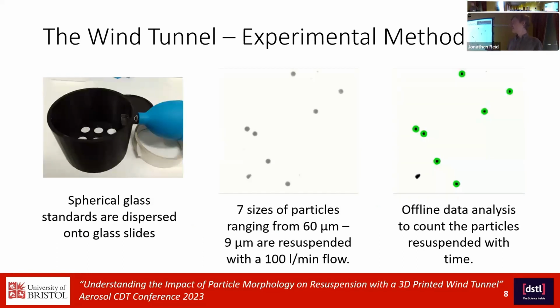So I do an experiment. First we were looking at just spherical glass beads. We want to make sure the ideal scenario works. So we disperse them on the surface. We look at particles between about 60 micrometer and 9 micrometer diameter. And this should be a little video of them coming off the surface like that. So we look at that a lot.